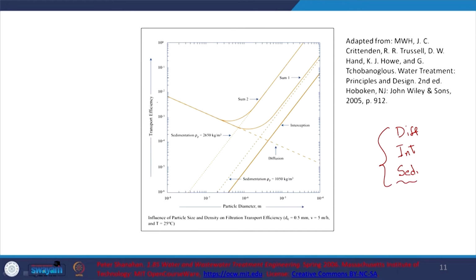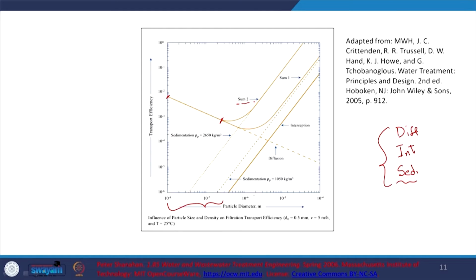So, here you have transport efficiency and here we have particle diameter, right. So, influence of particle size and density on filtration transport efficiency. So, what do we have out here? Here is the sum, this is the total if you want to look at it, sum 2. And as you can see, when the particle size is relatively lesser, what predominates? Diffusion predominates, and that is what you see in this zone. Particle size is lesser, then diffusion predominates, yes.